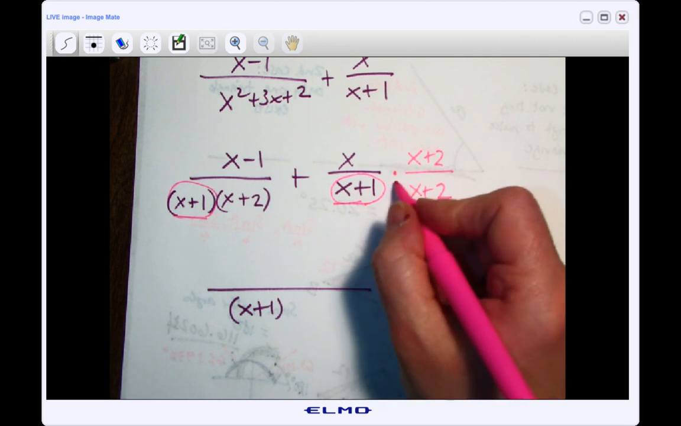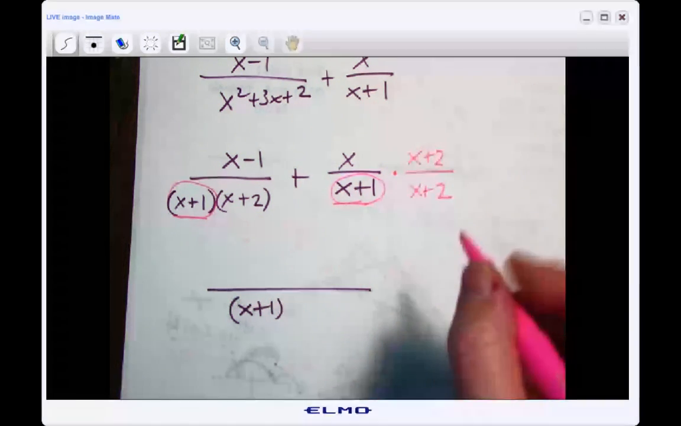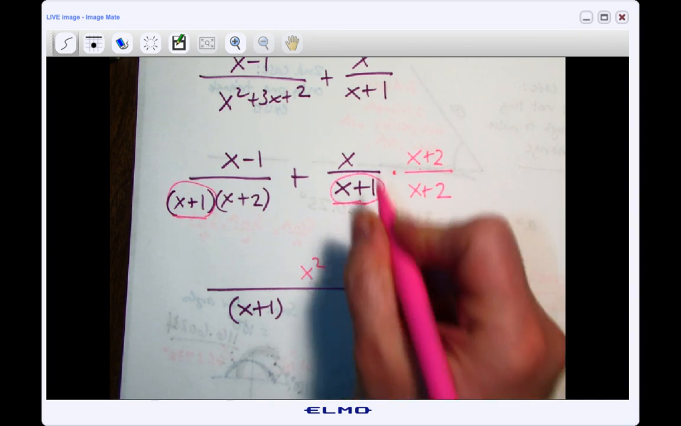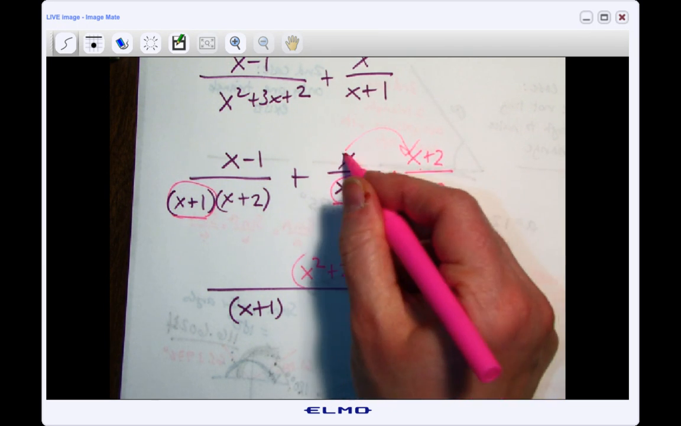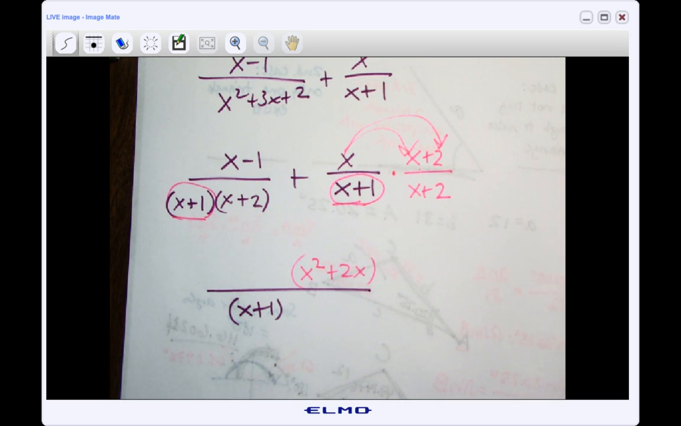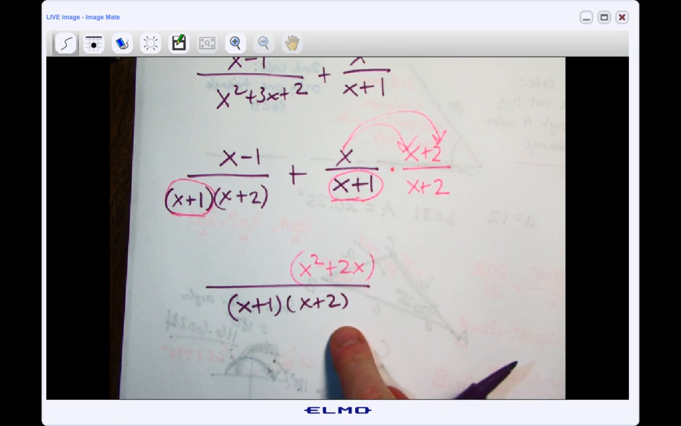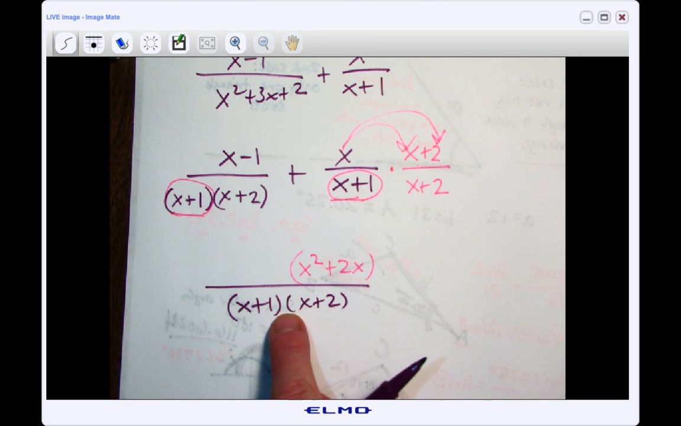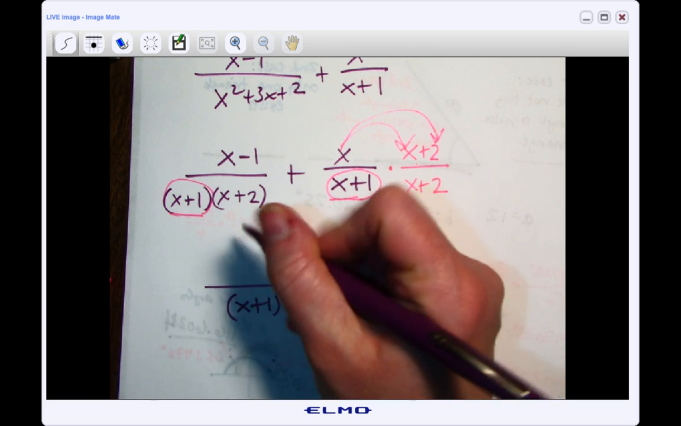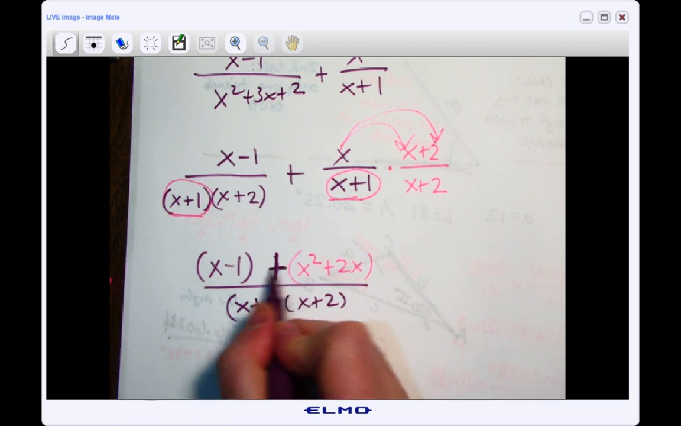All right, so over here, this is going to be, I should have left a little more space, but I'll put it down here. It's going to be x squared plus 2x. That's what happens when you multiply this out. And this one, I'm not going to multiply by anything because he already has the x plus 1 and the x plus 2. So you can see how this one's going to be an x plus 1, x plus 2 on the bottom. So now they both have this common denominator. And this one, I'm going to leave as x minus 1.